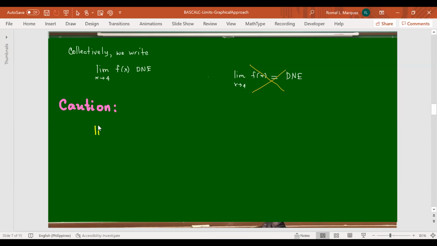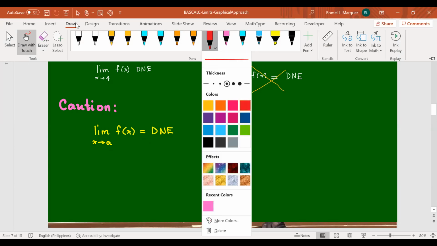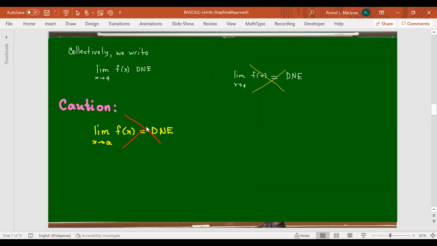So the limit of f of x as x approaches a, let's say you write it equals does not exist. So again, that is considered what? A mortal sin. Is that clear, guys? And I cross it. Anyone who will be writing this way, it will not be marked correct, it will be marked incorrect.